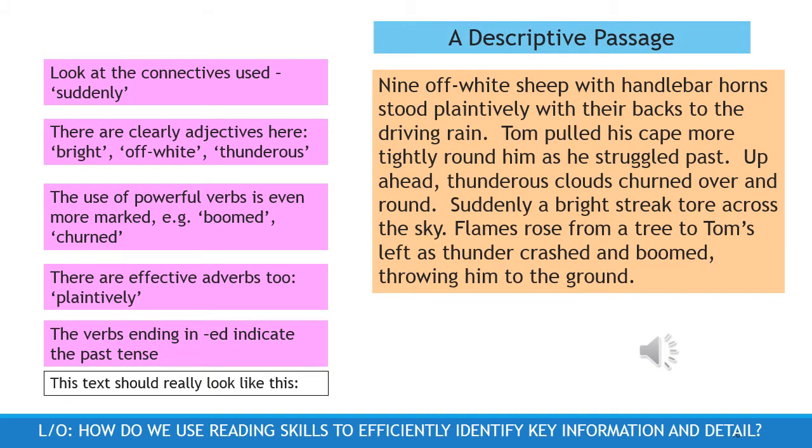Now we have the descriptive passage. Let's look at the connectives used. So we've got suddenly. Things like that suggest there's some kind of narrative. There are clearly adjectives: bright, off-white, thunderous. We've got the use of powerful verbs, and it's even more marked here: boomed, churned. Very strong, not just said or made. And there are effective adverbs as well: plaintively. Remember, a word that ends in ly or illy is often an adverb.